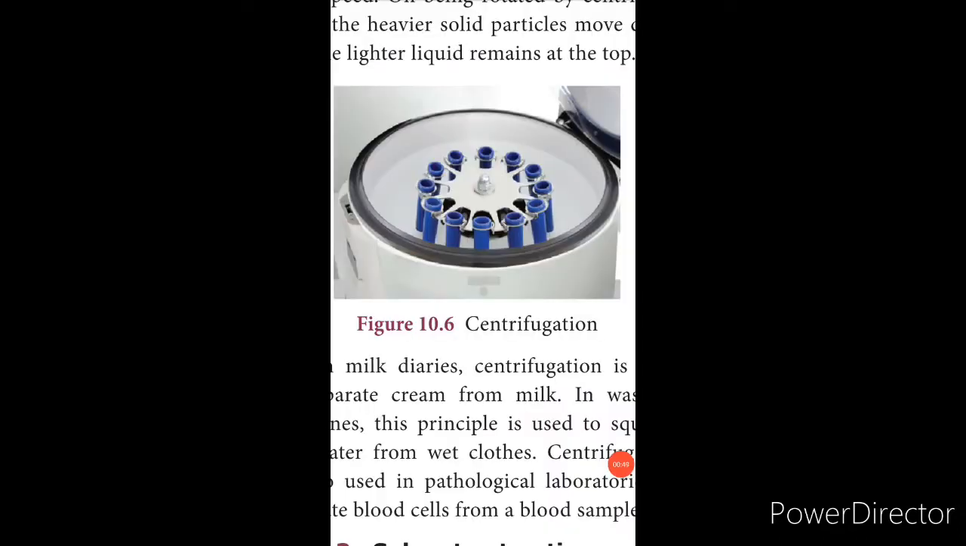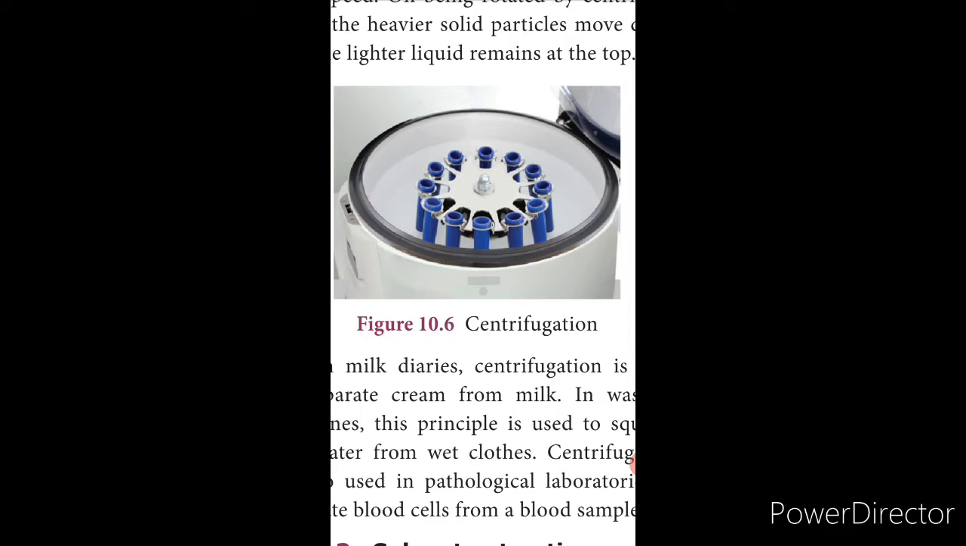The next method that we are going to see is the centrifugation. Now centrifugation is a process in which the solid liquid mixture can be separated, and this solid should be an insoluble solid, right? And this can be separated using a machine which is called a centrifuge. Now you can look into the picture. This is the centrifuge machine.